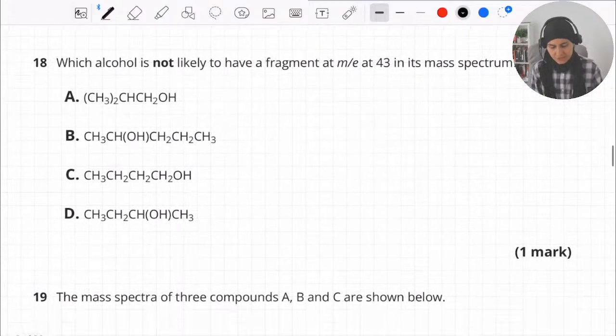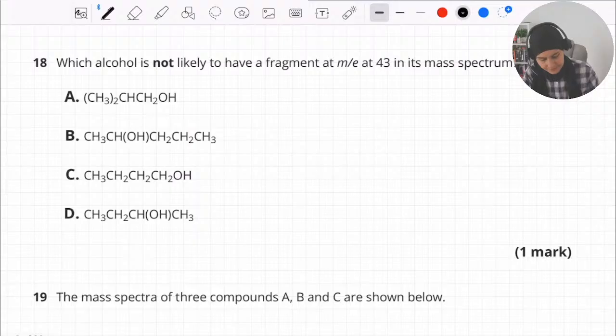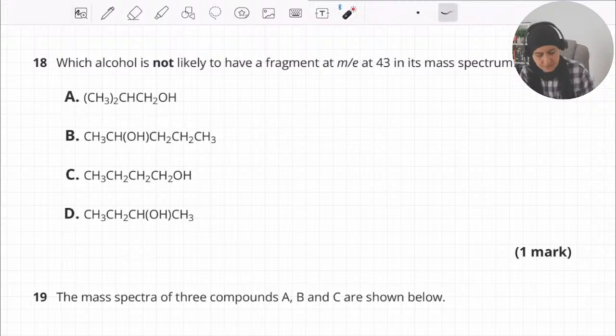Next question. Which alcohol is not likely to have a fragment at m/z 43 in its mass spectrum? So what does that mean? Its mass to charge ratio. It could be m/e or m/z.